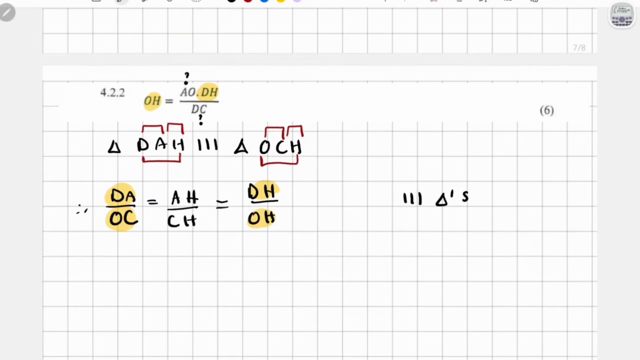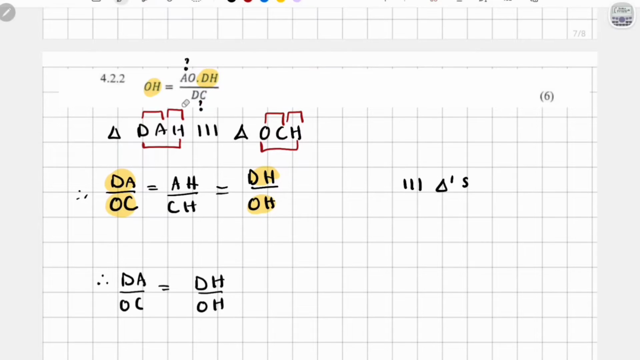So this is what I'll do from here. I'm going to take these two proportions. I'll say, therefore, that DA over OC is equal to DH over OH. Then I can go ahead and tell them I'm going to create this like this.